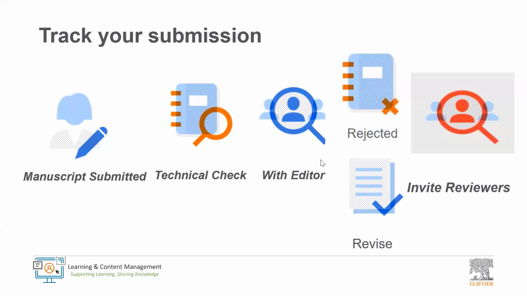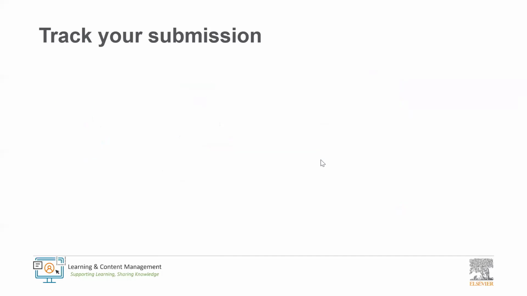So if the editor decides that your paper is a good match for their journal, they will identify 2 or 3 independent reviewers, depending on the journal configuration, and then send an invitation to the reviewers to review your manuscript. So when the editor invites reviewers, the status of the manuscript will automatically change to under review.